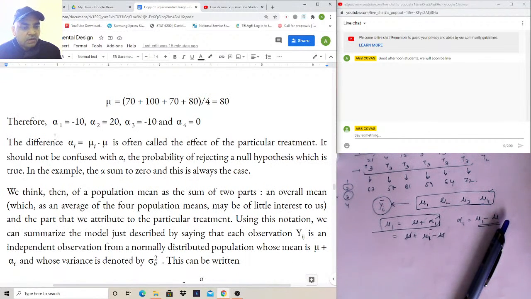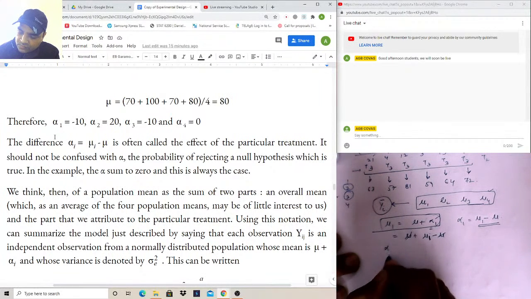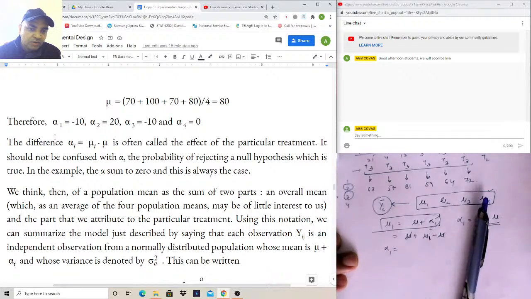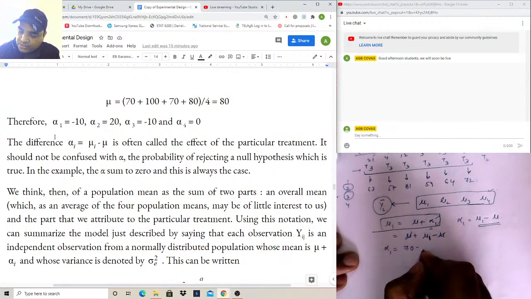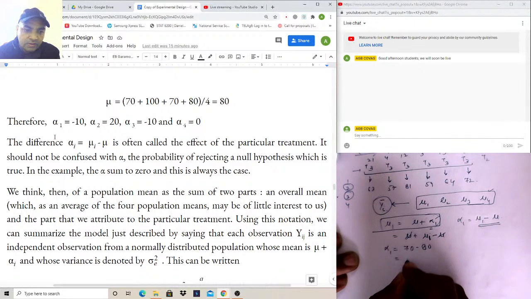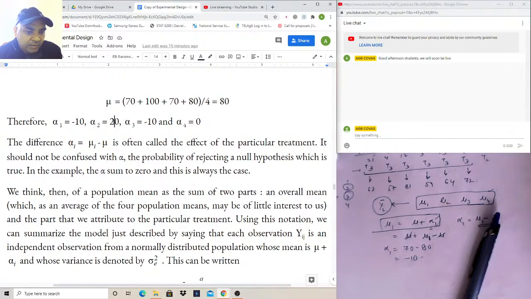So therefore this alpha 1 will be equal to mu1. What was mu1? 70. And what is your population mean? 80. So it will be equal to minus 10, right? Similarly, alpha 2 will be 20, alpha 3 will be minus 10 and alpha 4 will be 0. If you add all these, it will come out to be 0. That is minus 10 plus 20 minus 10. So these all will become 0.